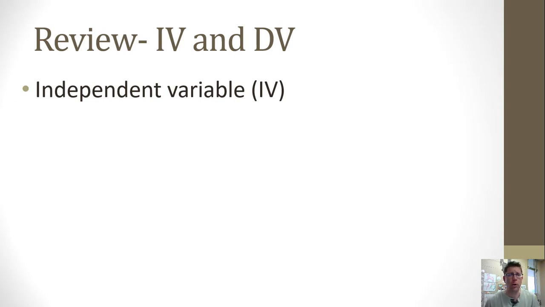So the independent variable. Two ways to kind of identify the independent variable. This is the one that the researcher manipulates in an experimental design. Okay, it's the one that the researcher controls. The other way to think about this is the causal variable. This is the variable that's going to cause changes in the other variable, the dependent variable.